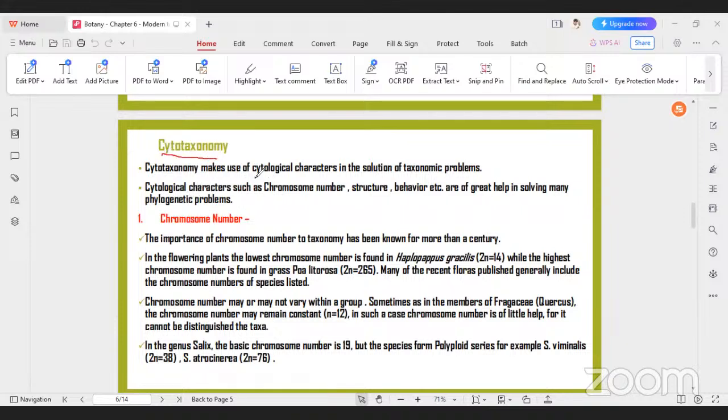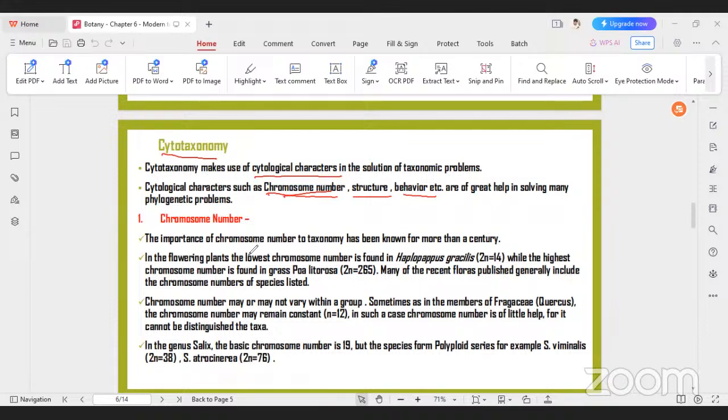Cytological characters. What are the cytological characters? First of all, cytology is the study of the cell components at the molecular level, cell components mainly such as chromosome number, structure, morphology, and behavior. These three, number and morphology, behavior, are of great help in solving many phylogenetic problems.